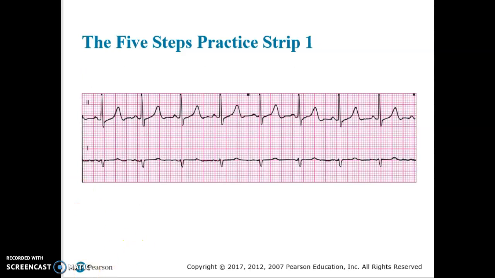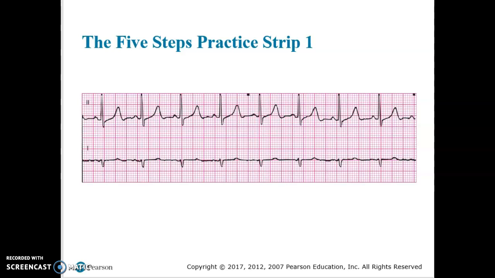So for practice strip number 1, remember, we have to ask ourselves those 5 questions. So question number 1, are there QRS complexes? So the answer here is yes. So now we're going to look at their shape. They are all shaped the same in each lead. So now let's ask ourselves regularity. The rhythm that we're looking at is regular, as evidenced by the RR intervals all matching. There's 18 small blocks between.